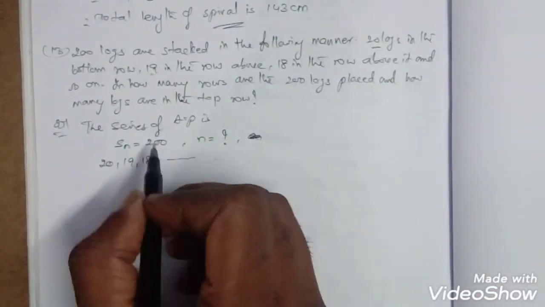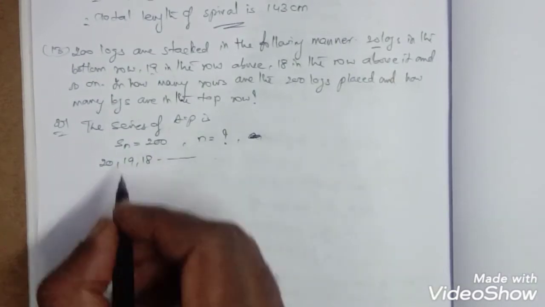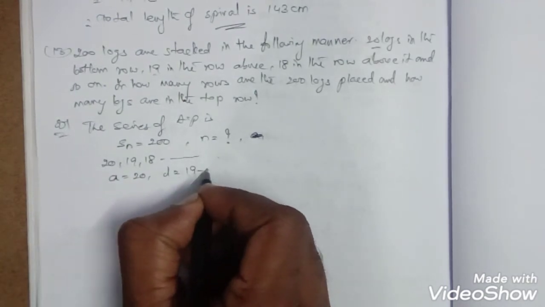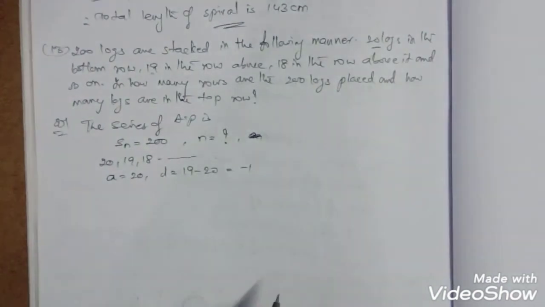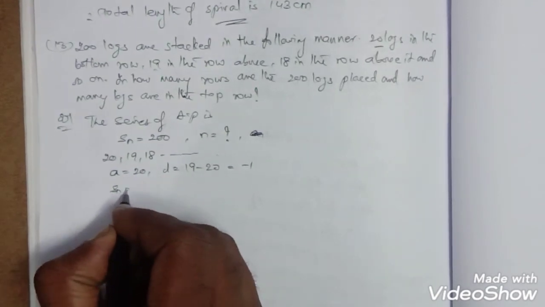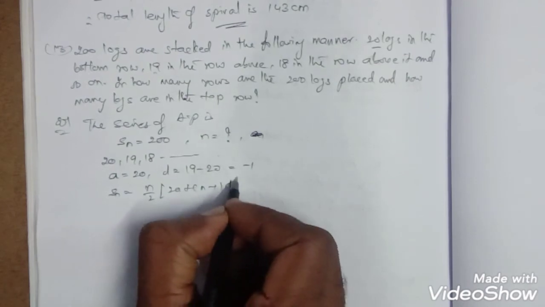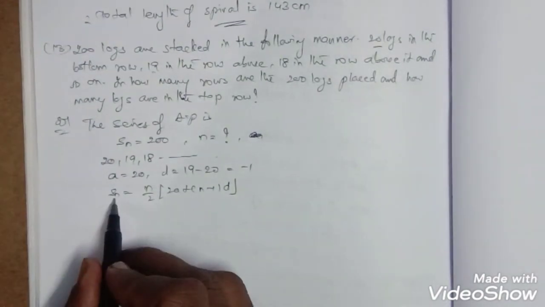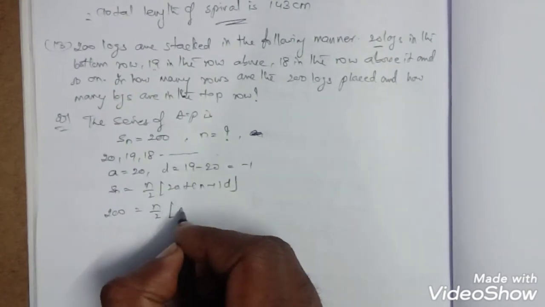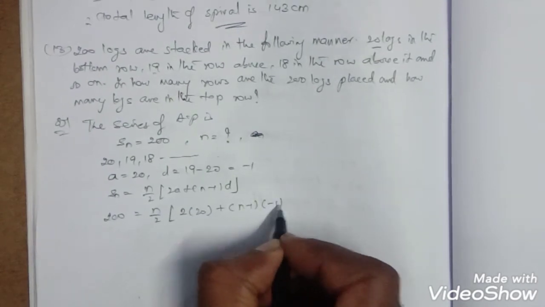Of the series, right? How to find this? So first you have to find the number of terms. To find the number of terms, you have to take a is equal to 20. Now d is nothing but 19 minus 20, that is minus 1. Next you are going for the formula, that is Sn is equal to n by 2 into 2a plus n minus 1 into d, right? We don't know what n is, so we are taking Sn. Sn is nothing but 200 is equal to n by 2 into 2 times a, which is 20, plus n minus 1, d is given as minus 1.